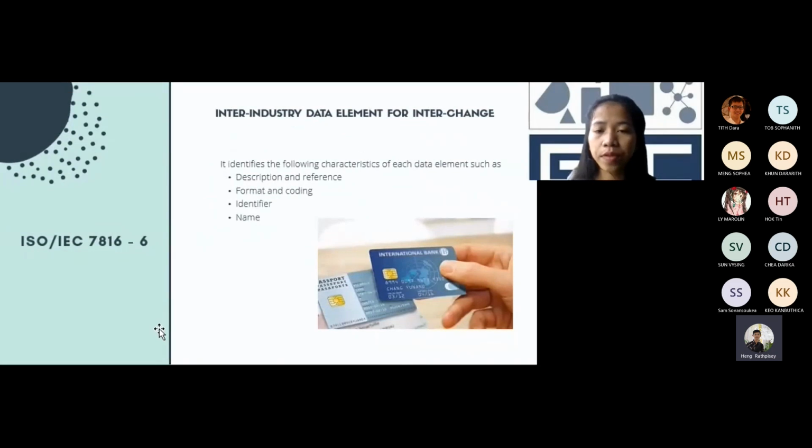Part 6 is about the inter-industry data elements for interchange. In this part we focus on the identifier and the characteristics of each element, like a description, different format encoding, identifiers or names. This part is based on the ICC, both contact and contactless smart cards.